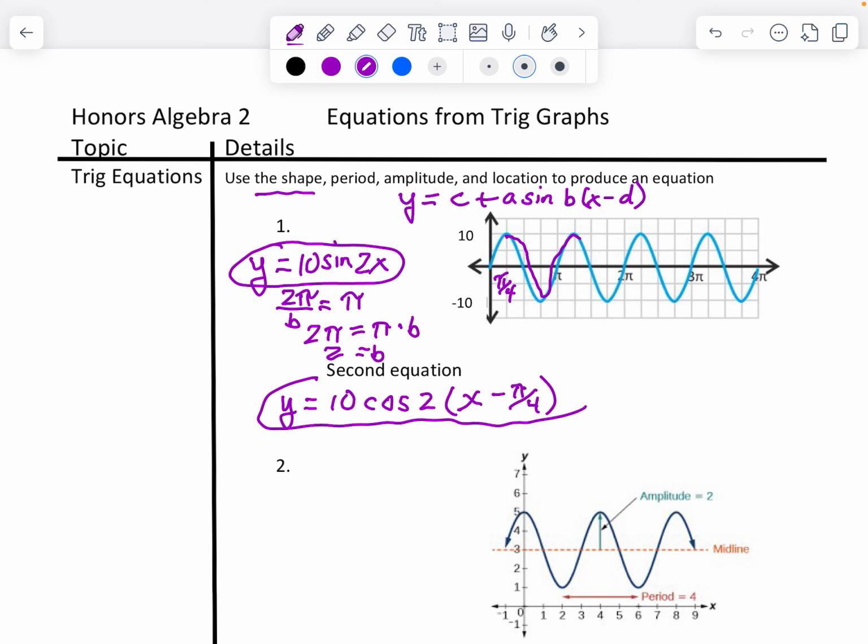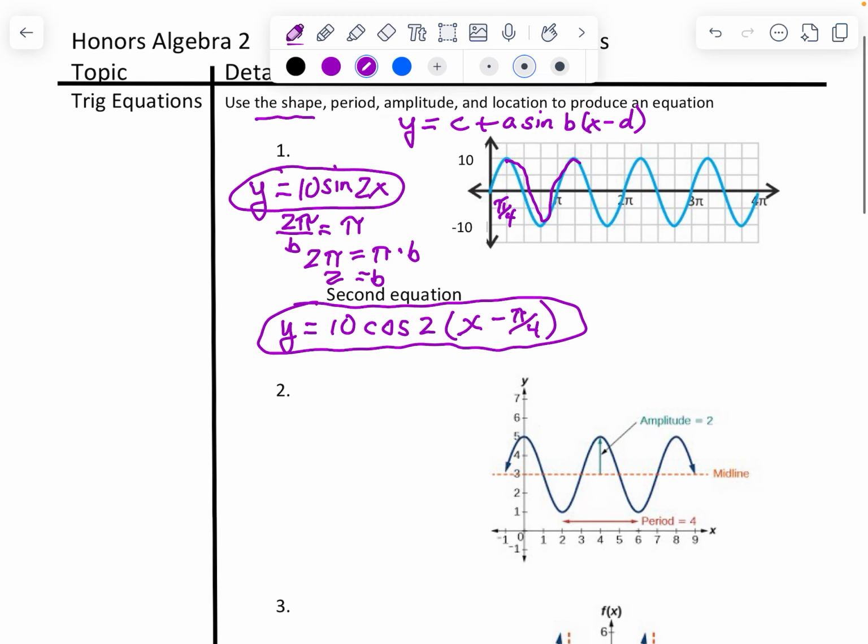The graph of 10 cosine 2 times the quantity x minus pi over 4 is the exact same graph as y equals 10 times sine of 2x. So notice we can write them in different ways. It's just usually easier, if there's not any horizontal translation, to use the one without it. All right, let's look at the next one.